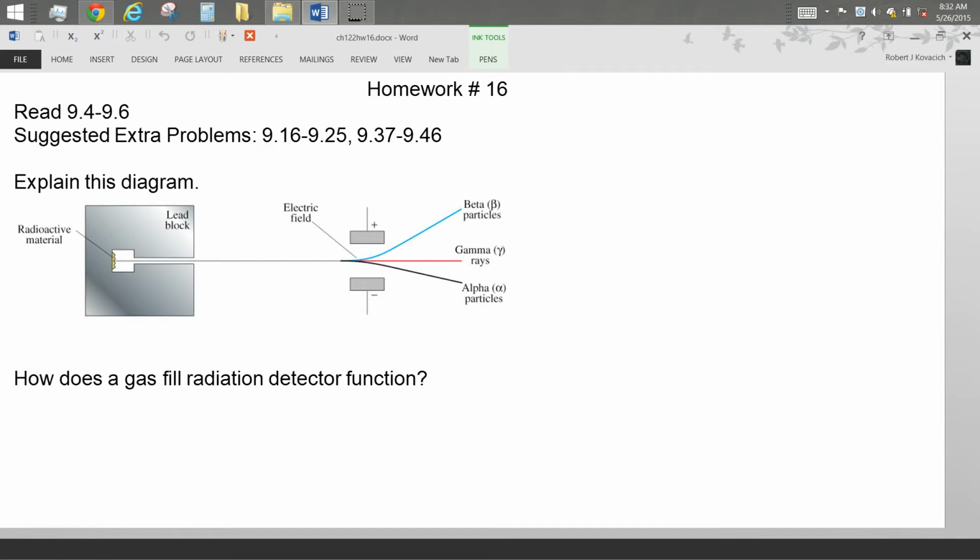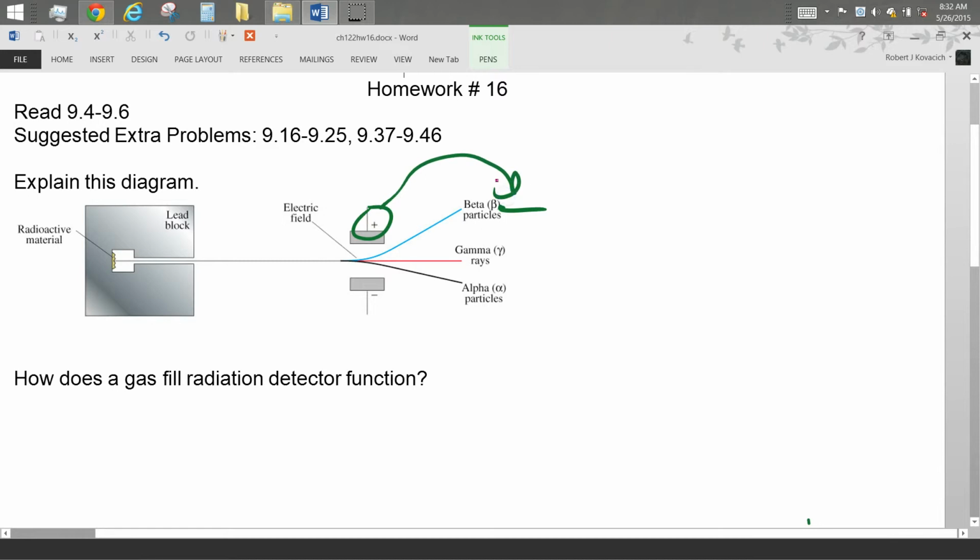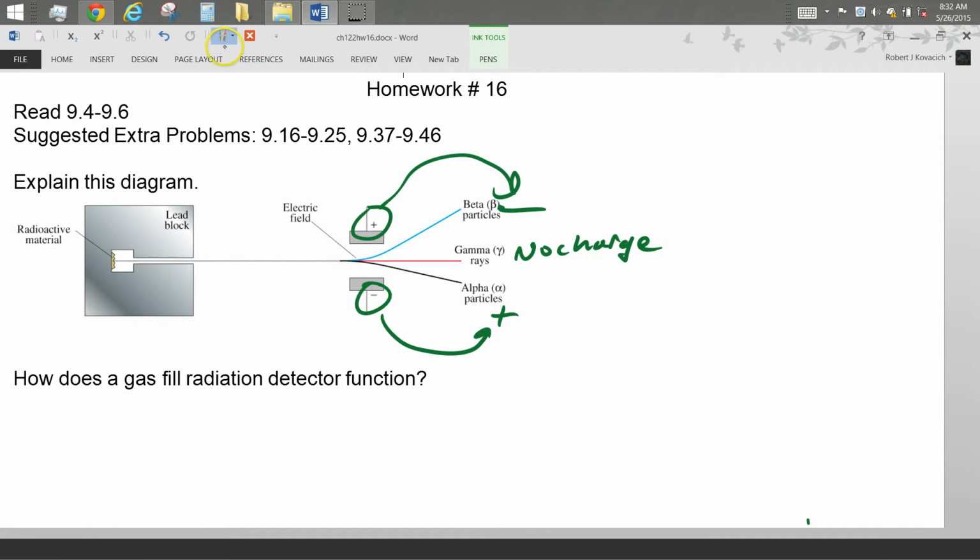No. Okay. So the beta particles are negatively charged, so they turn up towards the positive side of the electric field. The gamma rays don't have a charge, so they just go through. And the alpha particles are positively charged, so they turn to the negative side of the field. And then the beta particles turn more because they weigh less.